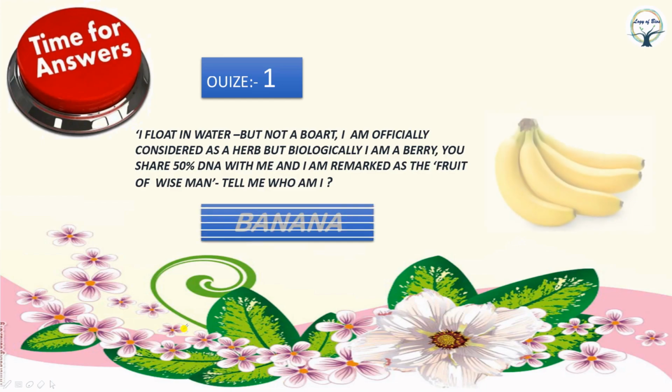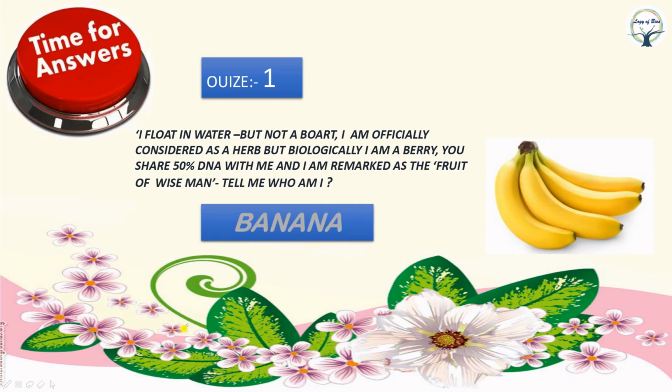So the answer of this question is banana. You can do this experiment. You can take a bucket and fill it with water and take one banana or a bunch of bananas and try to dip it. You will see it will float. Believe me, I have performed this experiment. It works. So banana floats in water and it is considered as a berry. Biologically, it is considered a berry due to the arrangement of seeds in it. And we share 50% DNA with it. Yes, of course, you can Google search it. We share 50% DNA with banana and it is remarked as the fruit of the wise man. So the correct answer is banana.